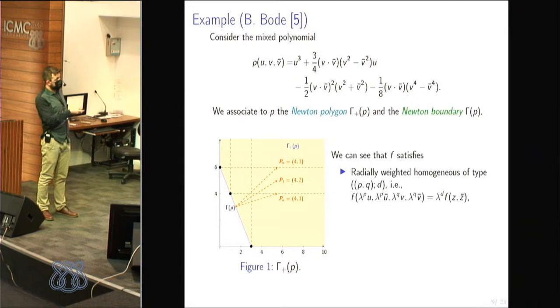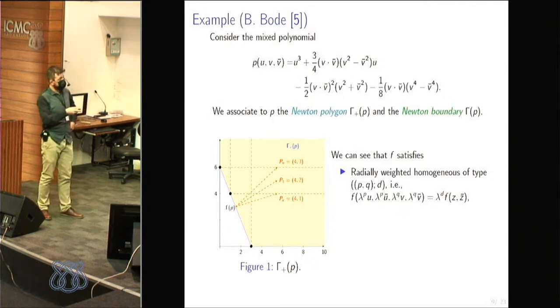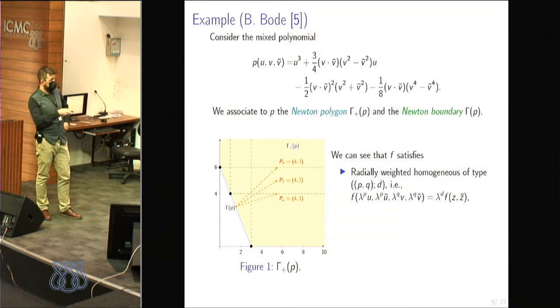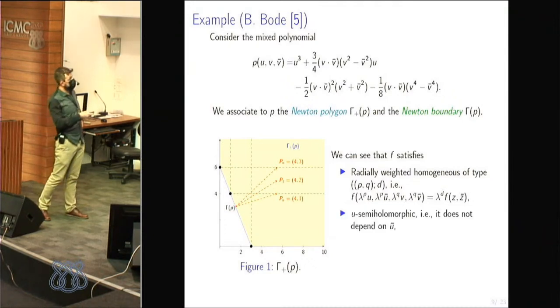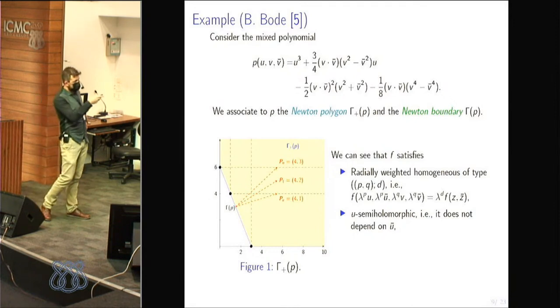Okay. Well, I would like to introduce properties of this map. The first property is called radially weighted homogeneous. It's like the talk before, and you have to be careful with the powers here, right? It's the same in u and u bar, okay? But it is just a kind of same formula or equation. And one remark is that all face functions have this property, they are radially weighted homogeneous. Well, another property that this example has is that it is u semi-holomorphic. That means that it does not depend on u bar. This family is important for us.